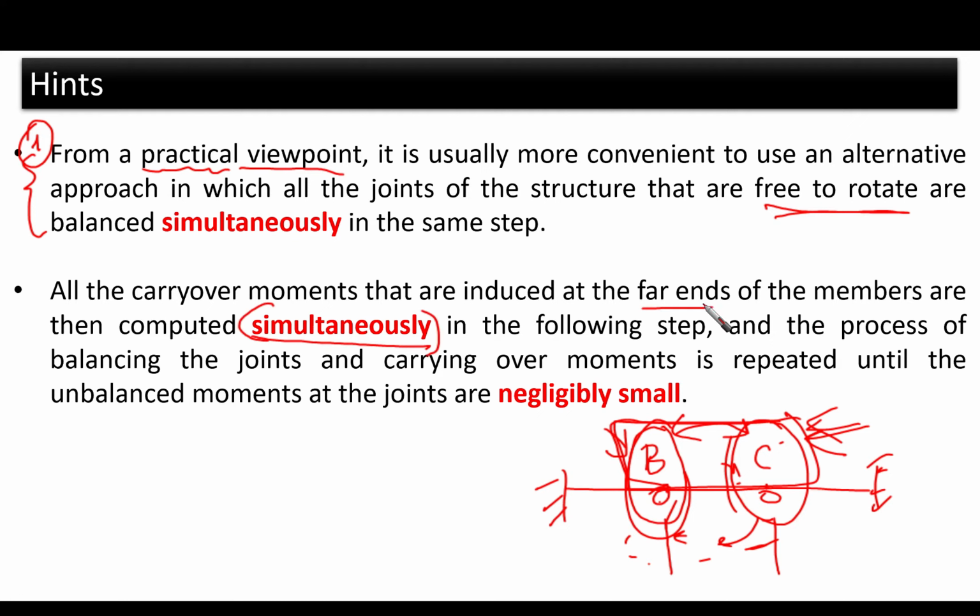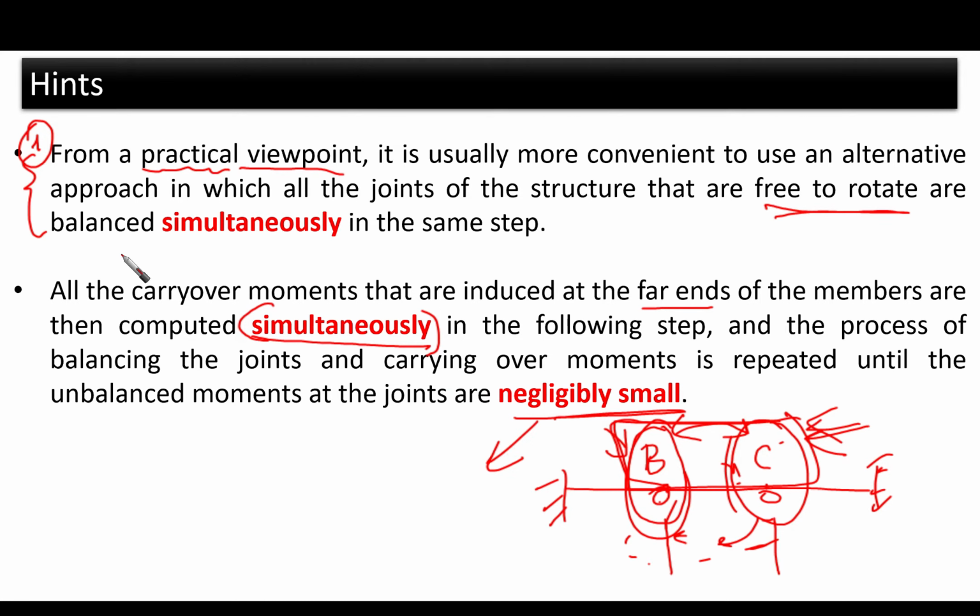Okay, at the far ends, the members are then computed simultaneously in the following step. So the next step after balancing, we are going to make carryover for the far ends, and the process of balancing the joints and carrying over moments is repeated until the unbalanced moments at the joints are negligibly small, as we have done before in the previous examples.